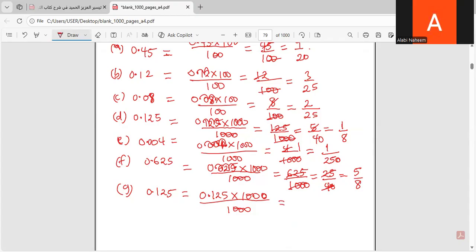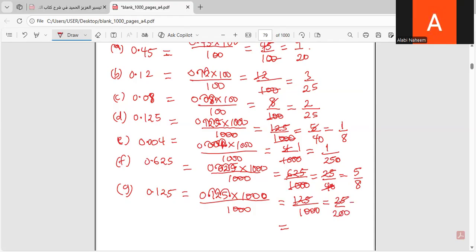So yeah, the decimal point is to move to the right 3 times because 1000 has 3 zeros. So we have 1, 2, 3. It's now a whole number. 125 over 1000. What next? Let's simplify to its lowest term, right? So you can divide by 5. 125 over 5 is 25. 1000 over 5 is 200.